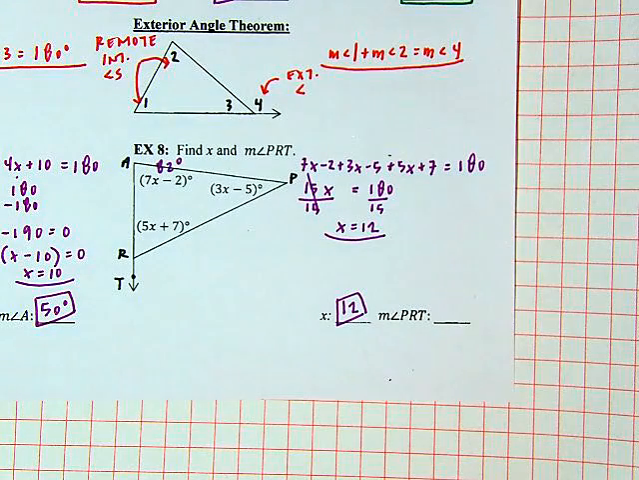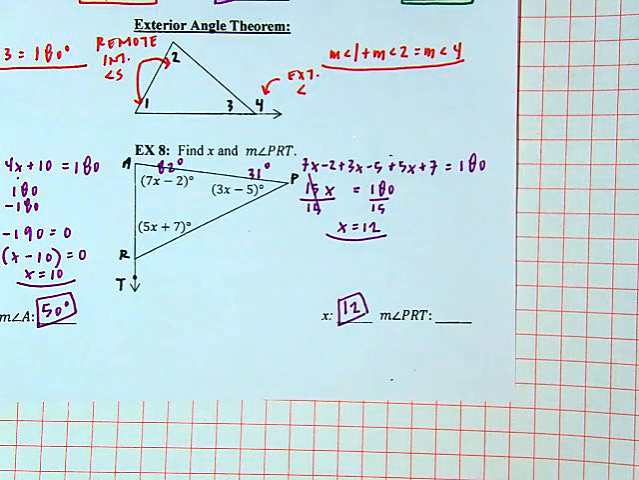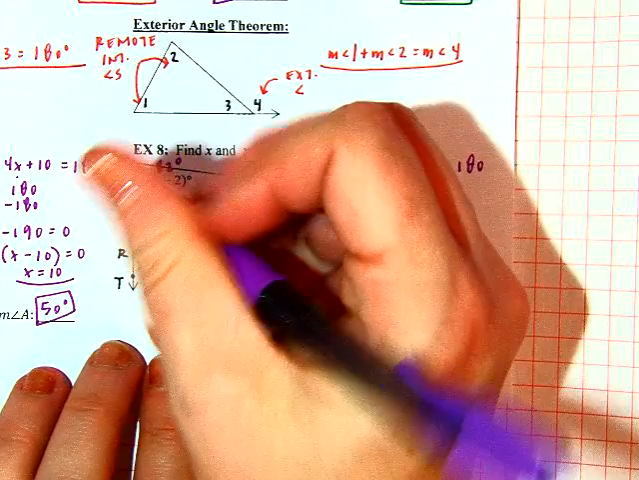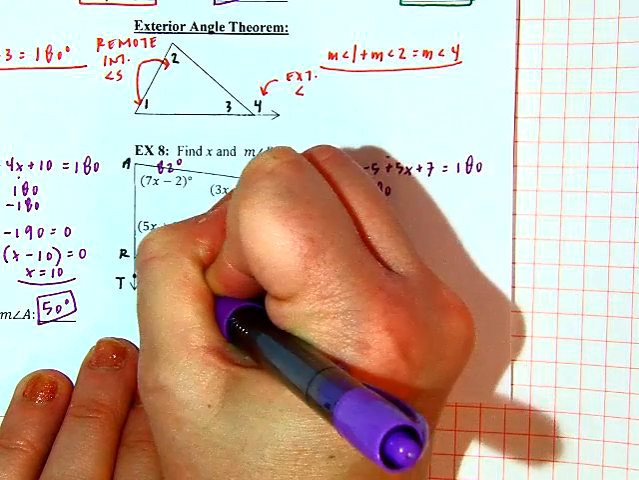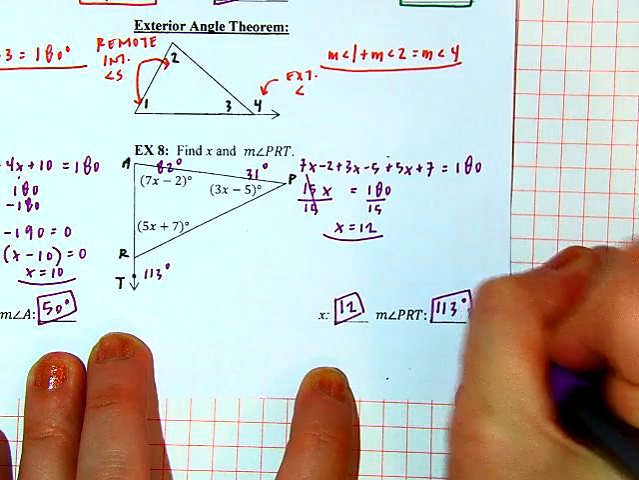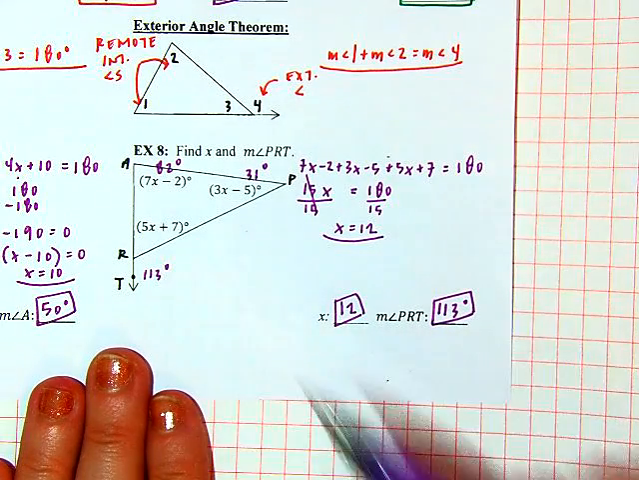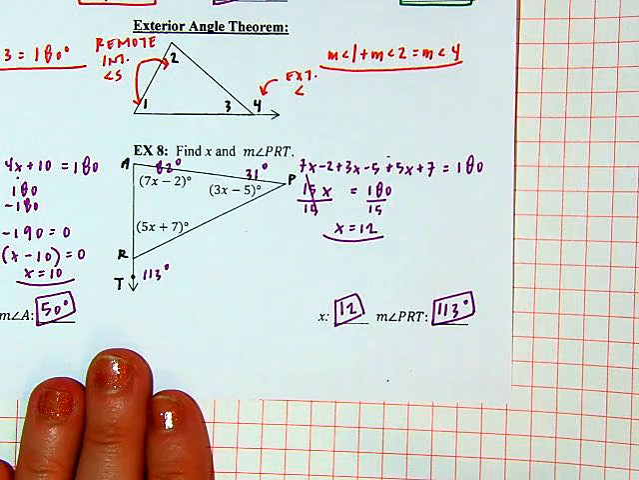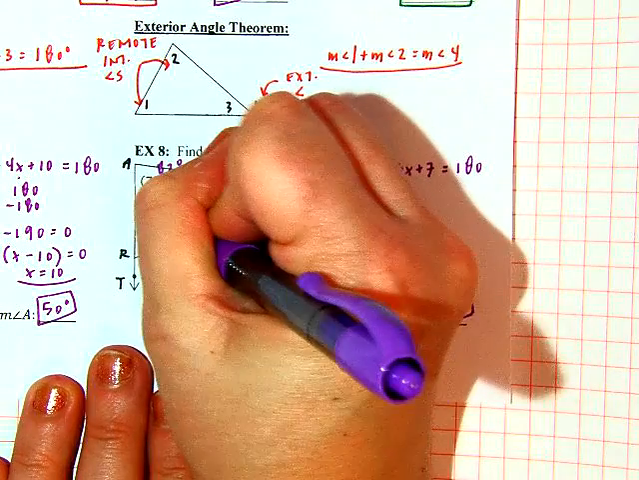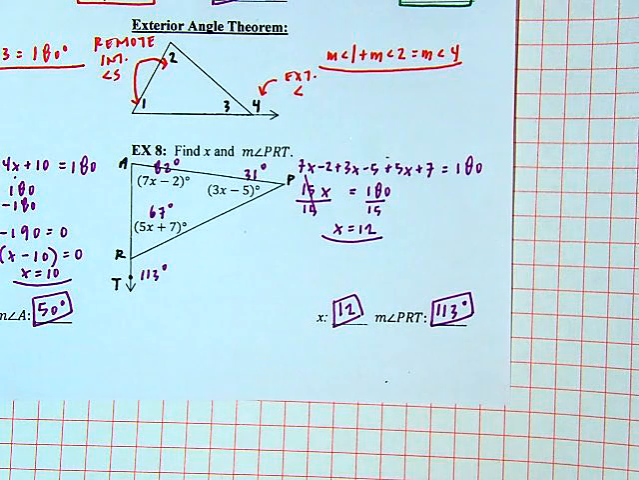3 times 12, and then take away 5, I end up with 31 degrees right here. So I know that when I add the 82 and the 31, that's going to be the same as the exterior angle, 113. So the measure of PRT is 113. I can also double check by finding this last angle and seeing that they form a linear pair. So 5 times 12 would be 60, plus 7 would be 67, and that just confirms it because together they form a linear pair. So the measure of PRT ends up being 113 degrees.